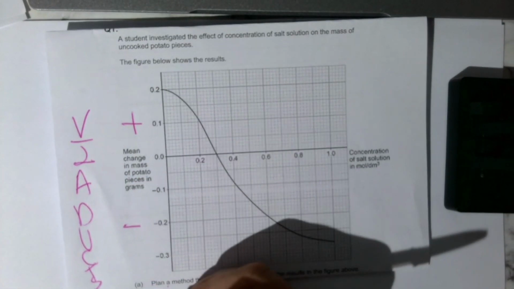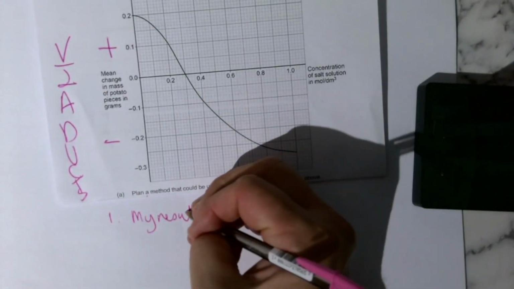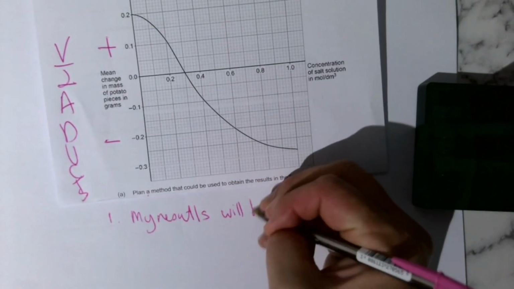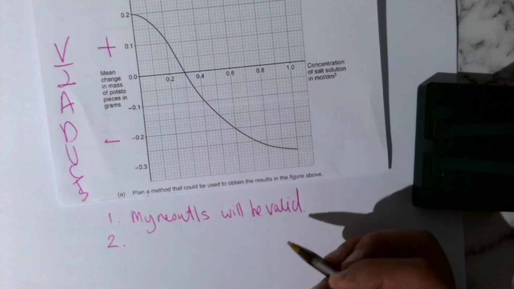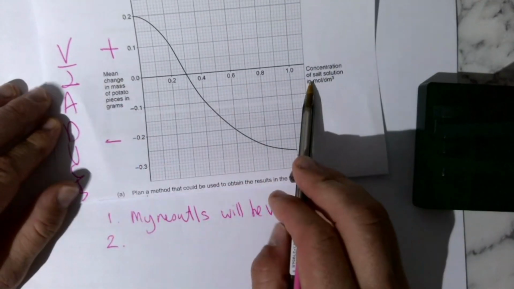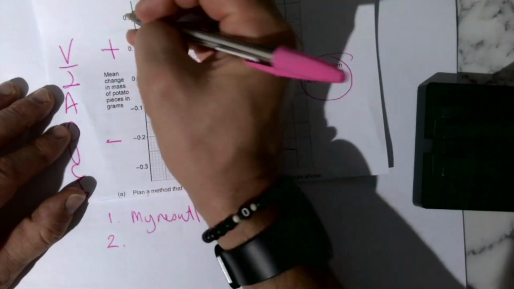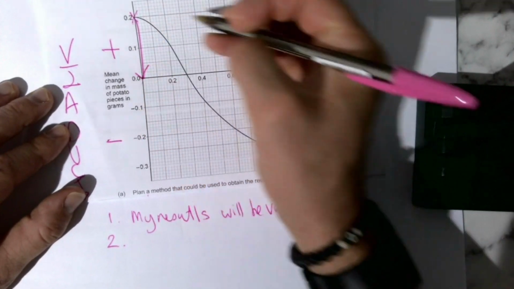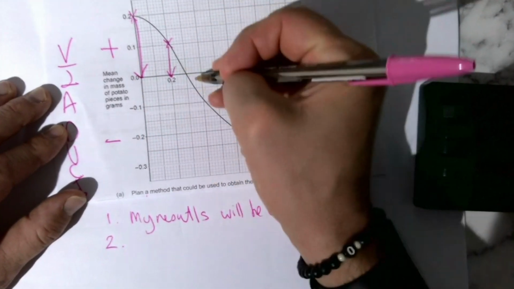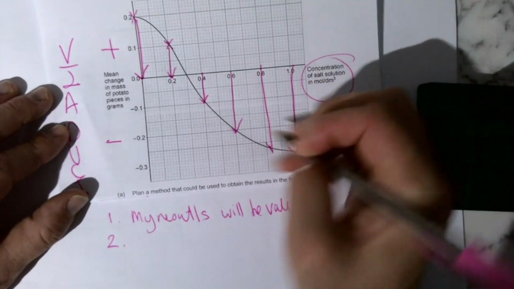So, number 1, my results will be valid. Remember, you don't get a mark for that, it just tells the examiner you know what you're talking about. Next up, what is it I am changing? Well, it tells you here, concentration of salt solution. Now, how many do I have? Well, that value there is 1, that value there is 2, that value there is 3, 4, 5, and 6.